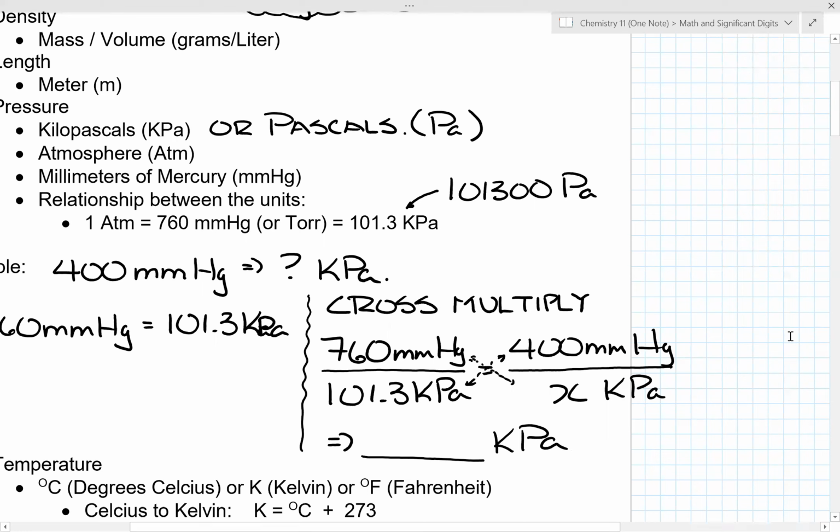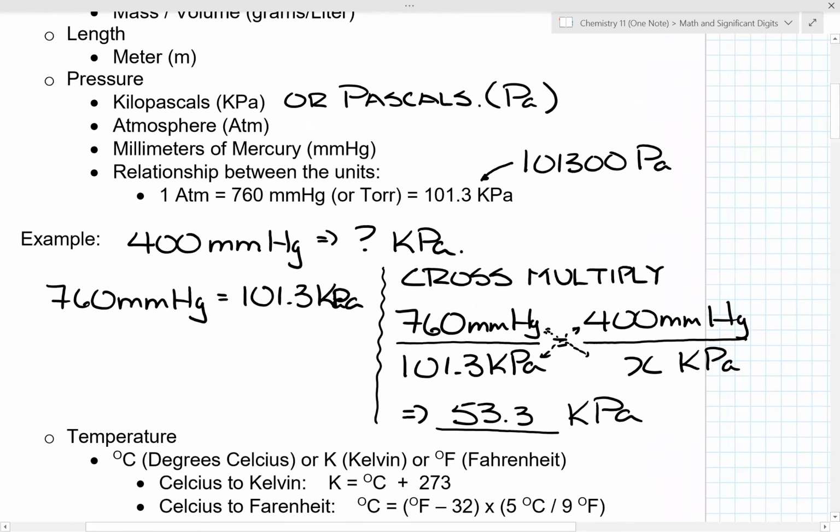Now, let me see if I can do this really quickly. So I do 101.3 times 400 divided by 760. So I get an answer of 53.3 kilopascals. Now, one thing you need to be aware of is that a lot of the math we will be doing in Chemistry 11 is a lot of this conversion. So if you were able to pass Math 9, you should have no problems with the math in Chemistry 11.